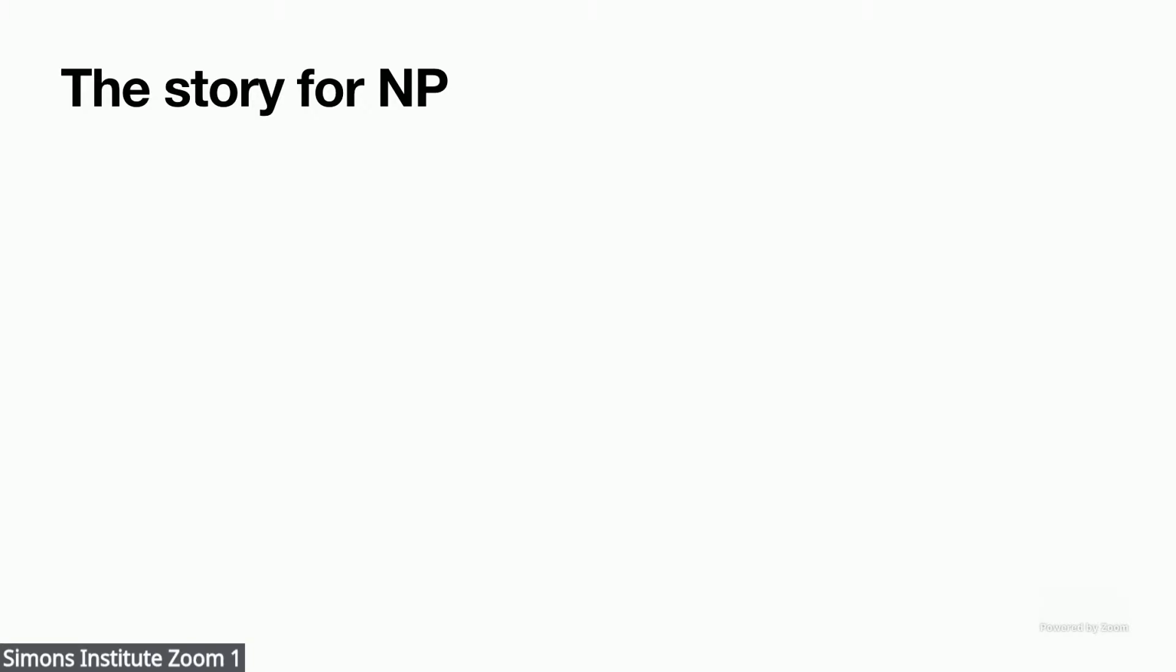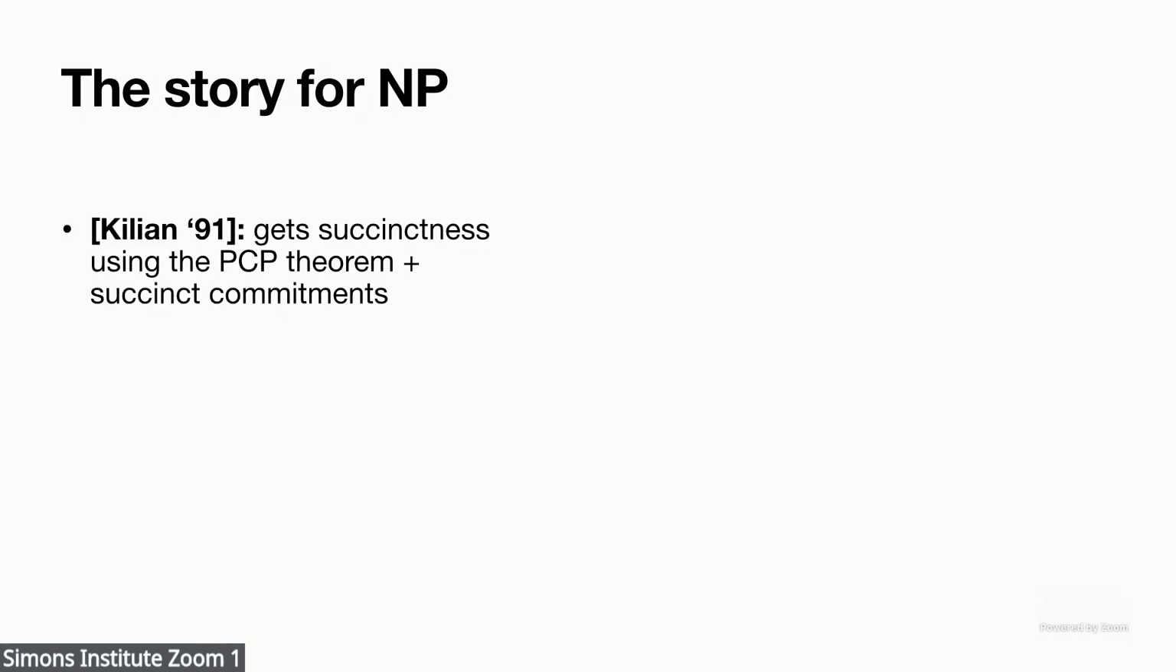Okay, so what's the story of these things for NP? First of all, if we talk about interactive proofs for NP, observe that just the definition of NP says that there's a non-interactive proof for NP. It's just I give you the witness and you check it. So that's very straightforward. What about succinct arguments for NP? Here, the only thing that's interesting is can we achieve succinctness?